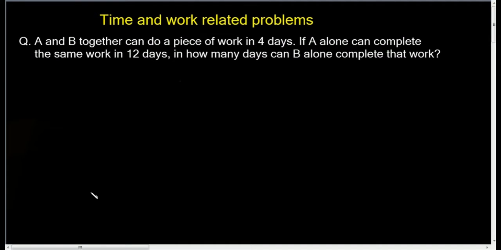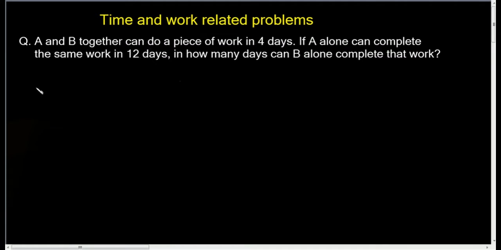A and B together can do a piece of work in 4 days. A alone can complete the same work in 12 days. In how many days can B alone complete the work? Okay, so we go step by step.